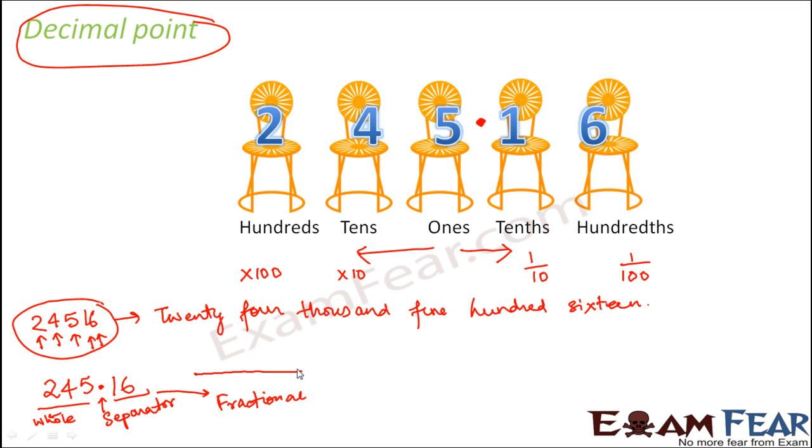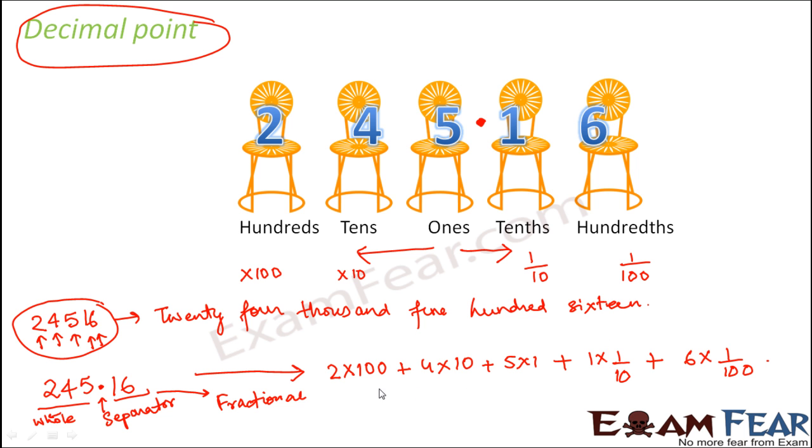Now, if I ask you to expand this number, how will you expand? Here, just towards the left side of the decimal point is your ones place, right? So you will write it as 2 into 100 plus 4 into 10 plus 5 into 1 plus 1 into 1 by 10 plus 6 into 1 by 100. So this is how you will expand the number.